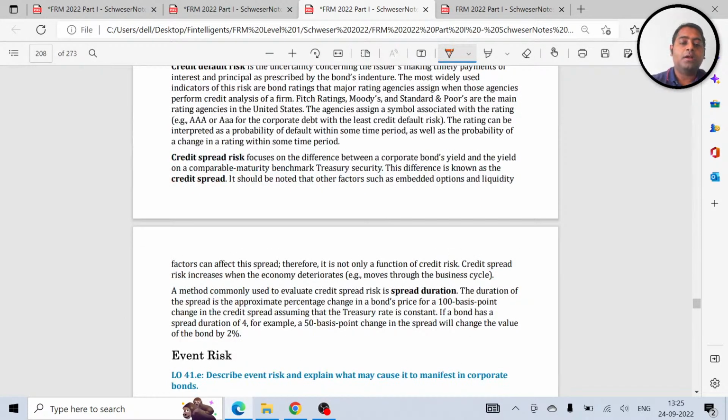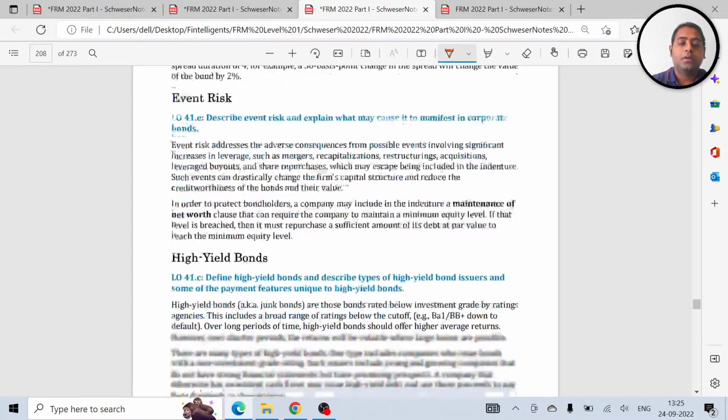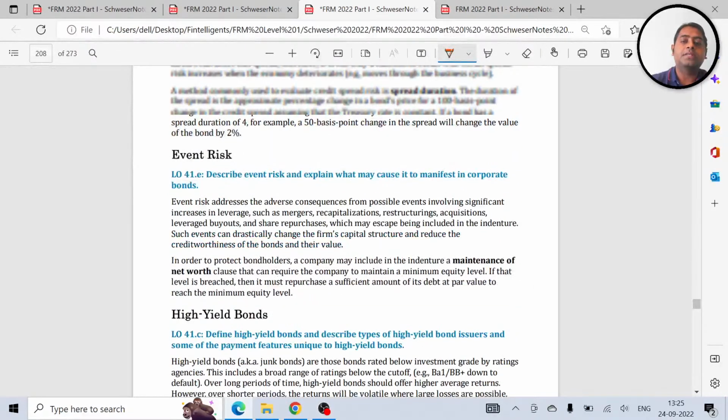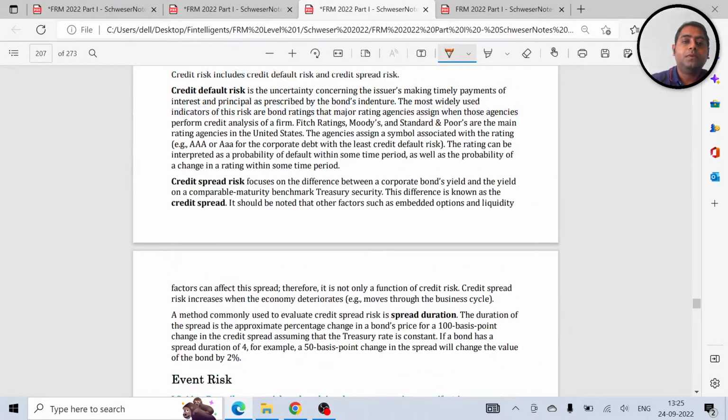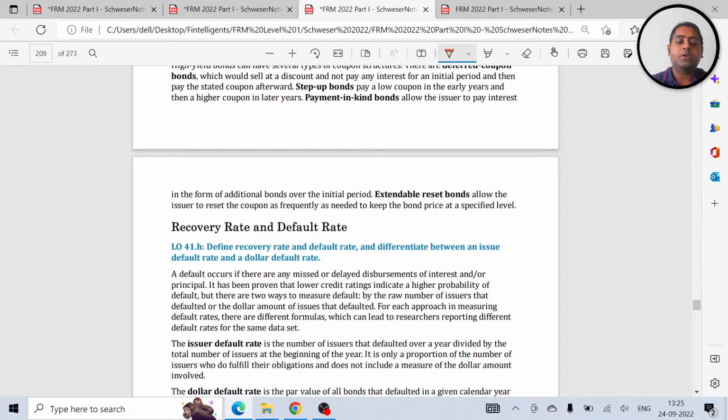Credit default part. High yield bond. You can read this part. Credit default risk and credit spread risk. You can read these 2 parts. High yield bond recovery rate is okay.